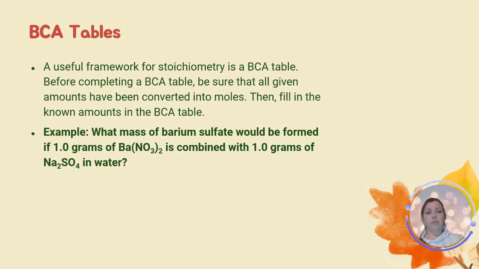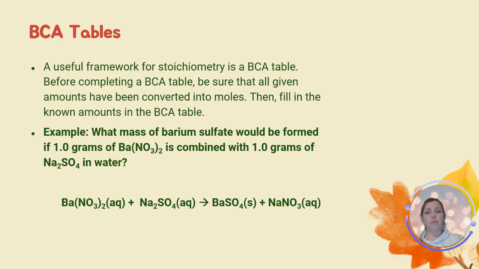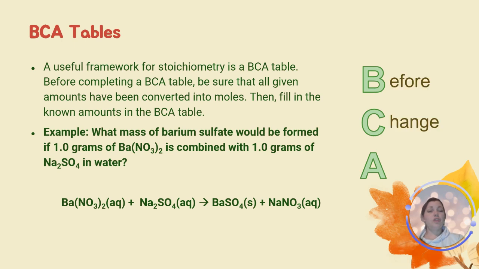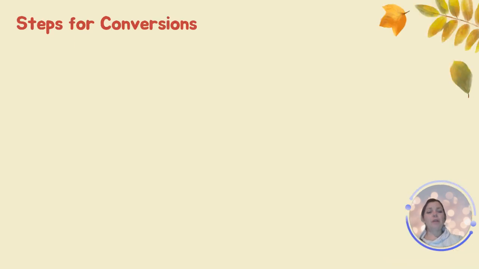And then you're going to fill in those amounts into the BCA table. So we're going to walk through this with an example because I think it will make the most sense if we do that. So the example is: what mass of barium sulfate would be formed if 1 gram of barium nitrate is combined with 1 gram of sodium sulfate? Here's your unbalanced equation. And before we dive in, I'll let you know that BCA stands for before, change, and then after.